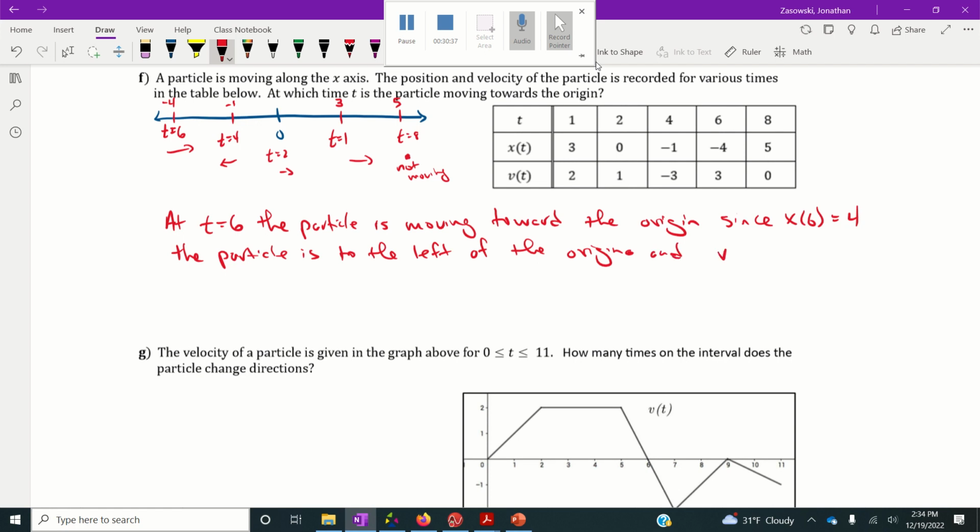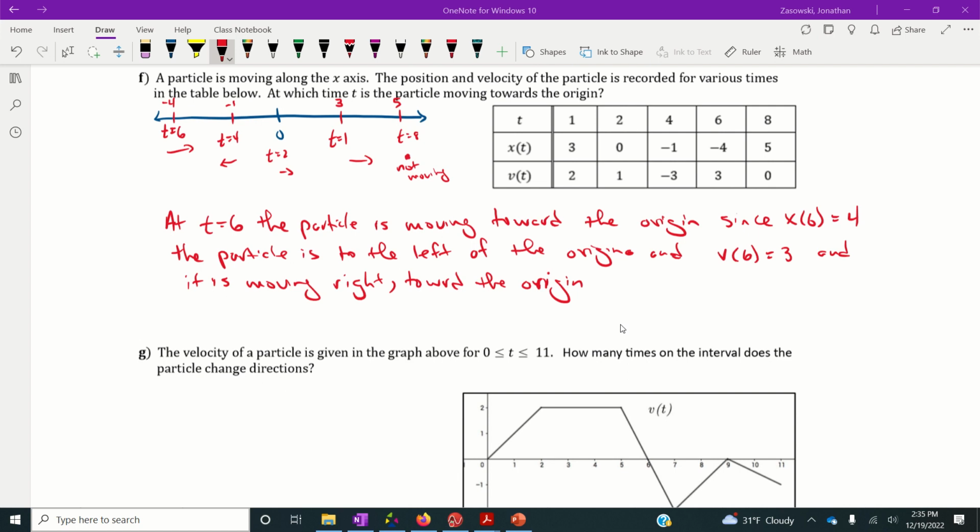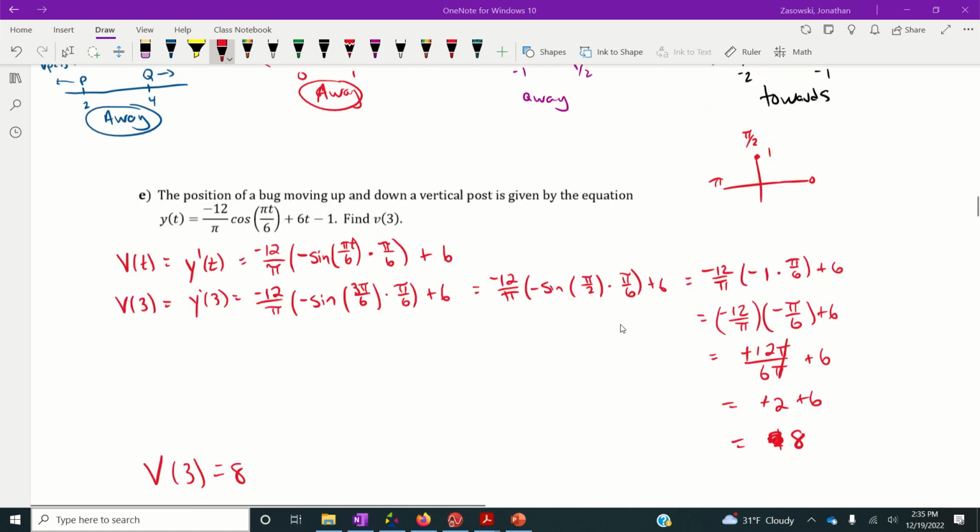And v of 6 is equal to +3, and it is moving right, toward the origin. And that would give you full credit. All right, so we can cross off 6.